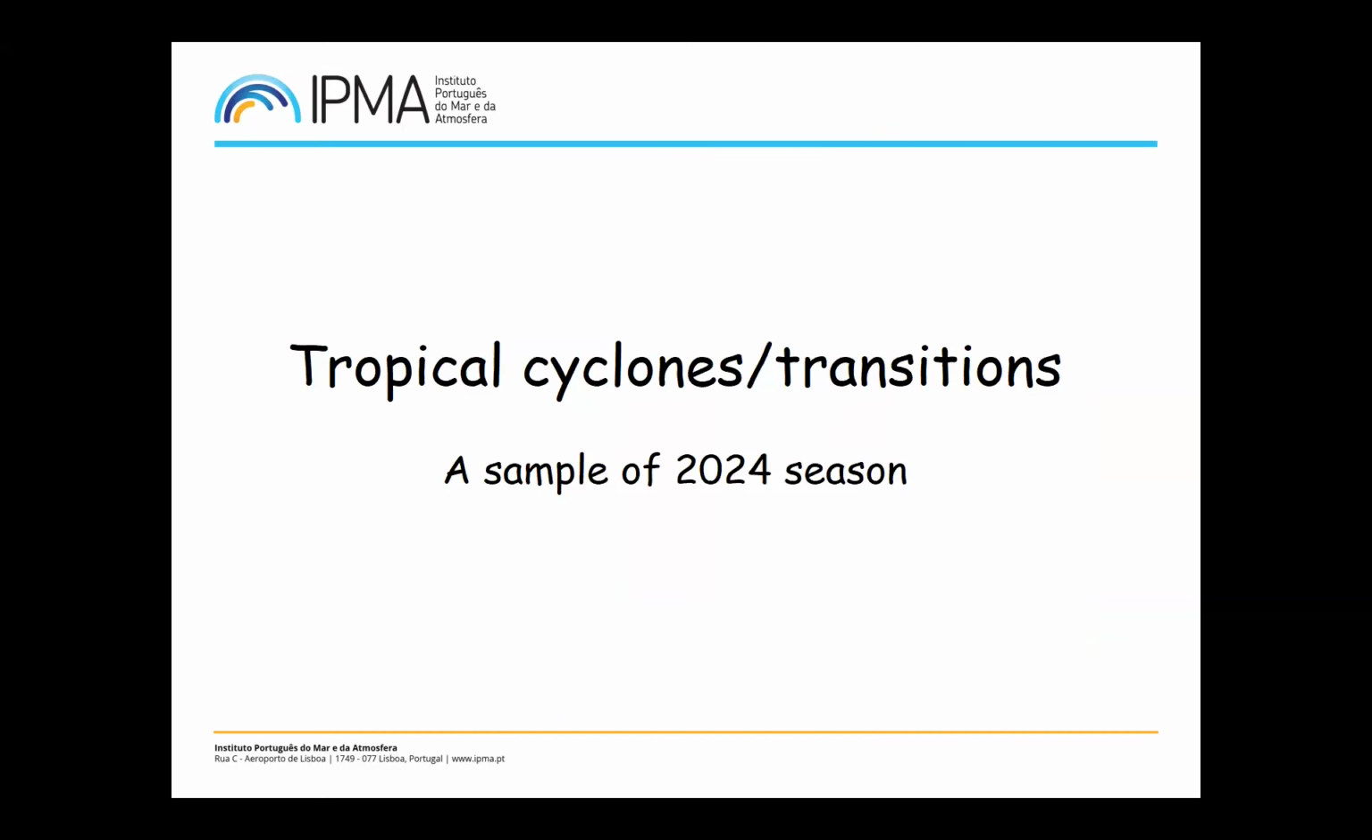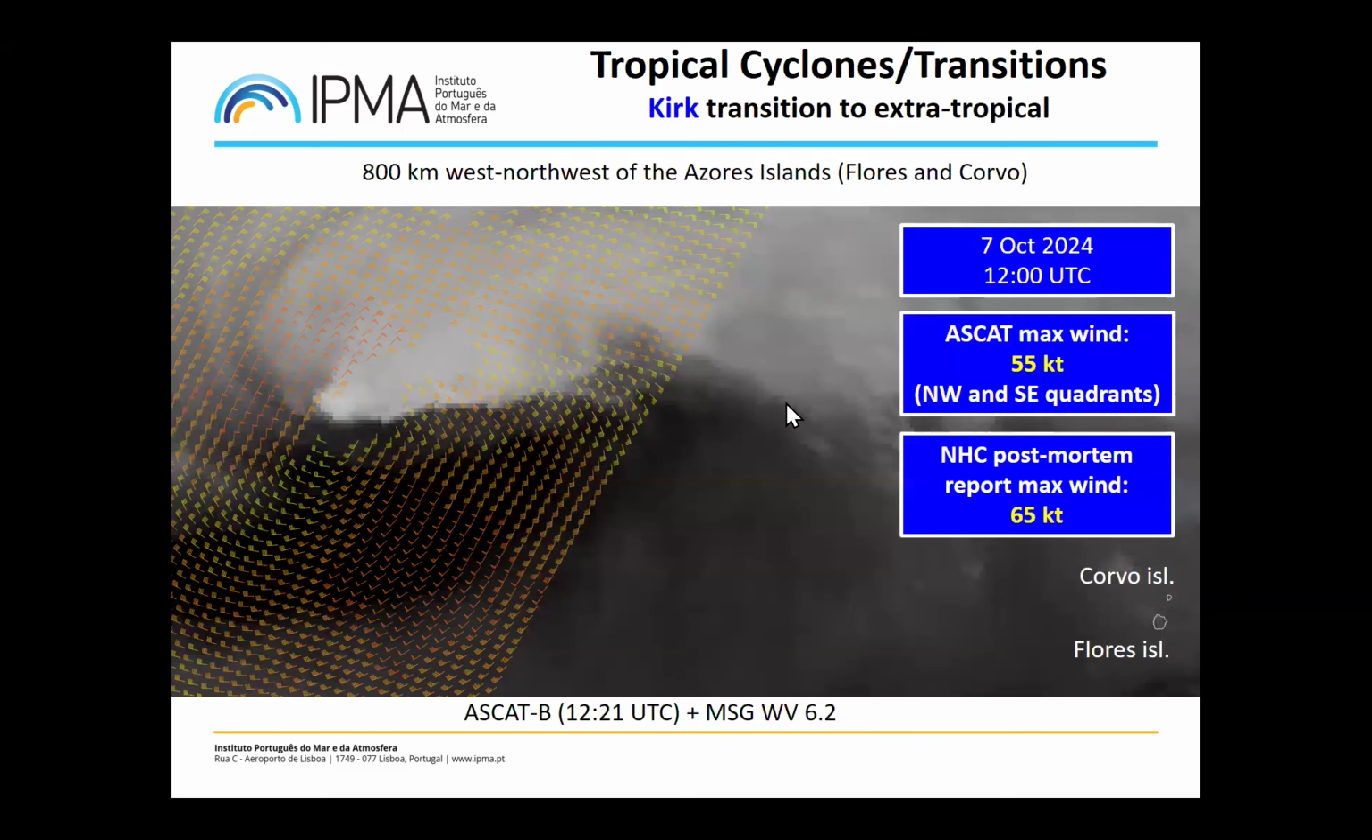Regarding tropical cyclones and transitions, I will give you a sample of the 2024 season. So I will start with Kirk, which transitioned to extratropical close to the Azores. Here it's the islands of Corvo and Flores from the Azores archipelago.